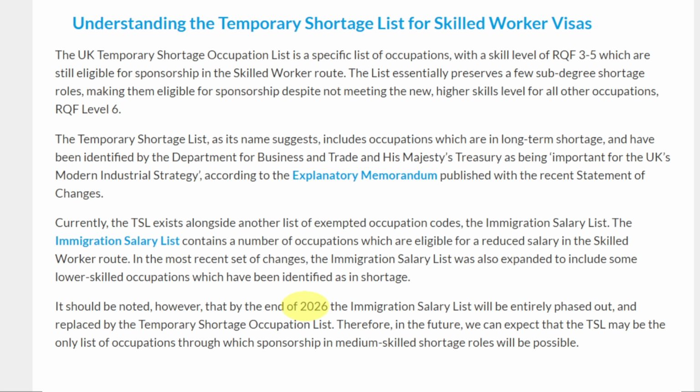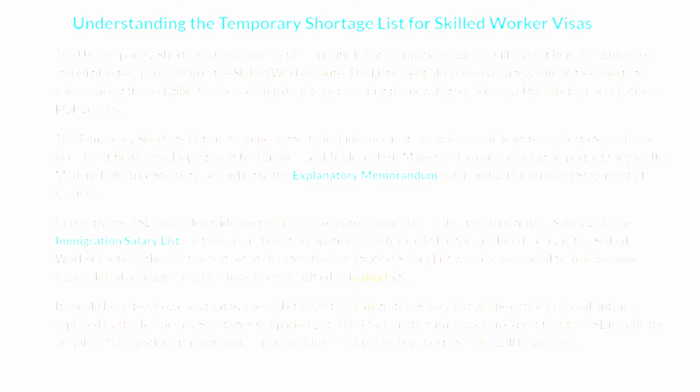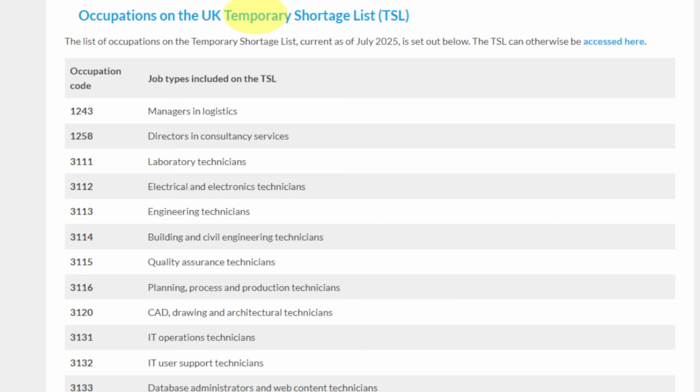Many applicants think that at the end of 2026, you are not allowed to work. So for example, if you apply for the immigration salary list or you apply for the TSOL, you can only work until 2026. That's what some applicants think, but that's not the case. If you're getting the CoS for 5 years currently, you can work the next 5 years in this job code. But in 2026, they will update this list. That's what it means. Now let's go through this list one by one.